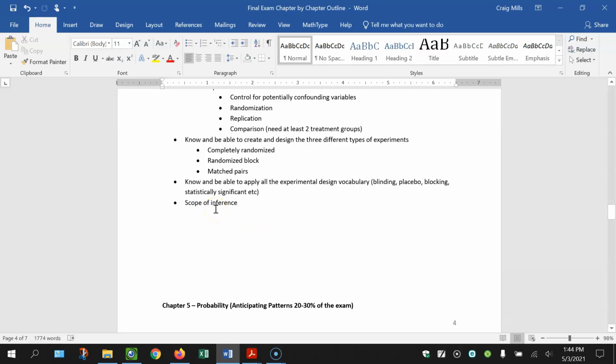Scope of inference. Two main things here. If you've done a random sample, you can generalize those results to a larger population. If you've done a random sample of, say, high school seniors, then I could generalize to all high school seniors. If I've done a random assignment, then I can conclude cause and effect. Okay? If there was no random sample, you can only generalize to people of your study, very similar to those people. That's it. Okay? And if there was no random assignment, you're not concluding cause and effect.